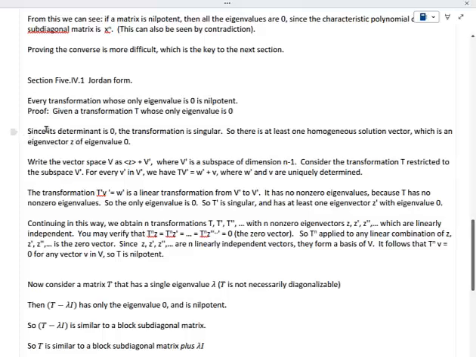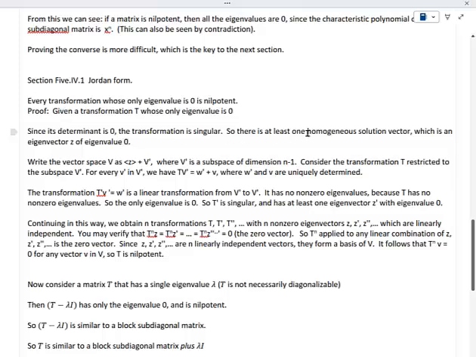Okay, all right. Now, first of all, it's kind of an inductive proof. You're kind of reducing the size of the matrix as you go. So suppose you have a transformation whose only eigenvalue is 0. Now, if the eigenvalue is 0, that means it's singular, right? Because the determinant is equal to 0. So if it's singular, there must be a homogeneous solution vector, which is an eigenvector Z of eigenvalue 0.